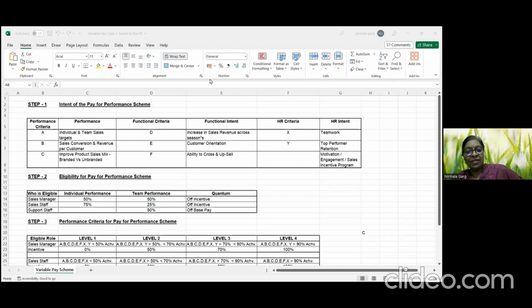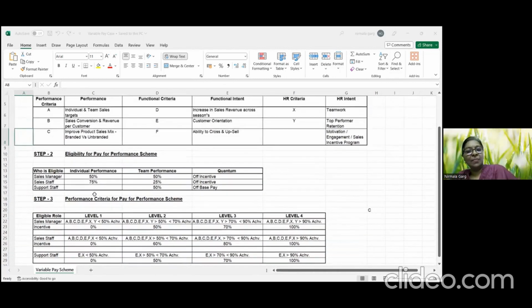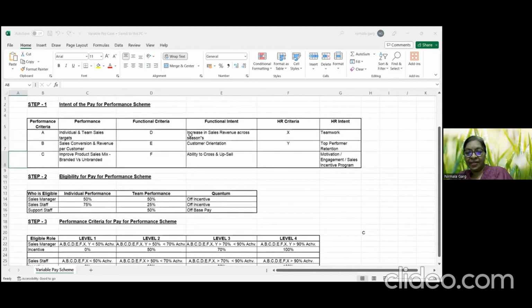Then I want you to make this step 1, intent for this pay for performance scheme. Step 2, eligibility for this pay for performance. Step 3, criteria. And then step 4, the payout for the performance. Okay. And in step 1, the functional intent, the HR intent.